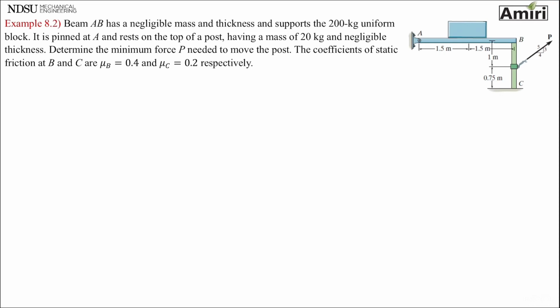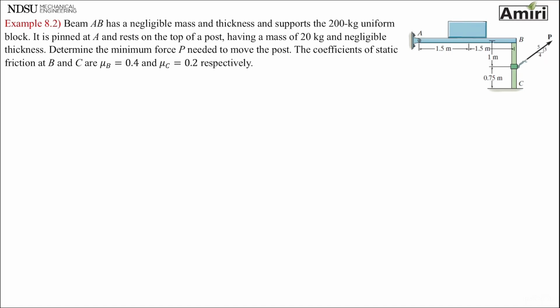Okay, let's look at another problem. Beam AB has a negligible mass and thickness and supports a 200 kilogram uniform block. It is pinned at A and rests on the top of a post having a mass of 20 kilogram and negligible thickness. Determine the minimum force P needed to move the post. The coefficients of static friction at B and C are this much and this much, respectively.